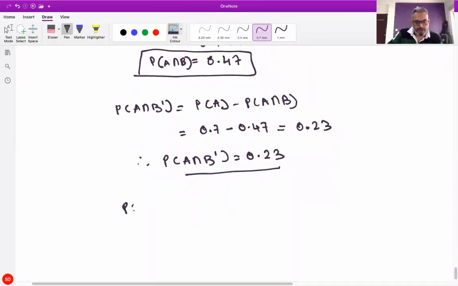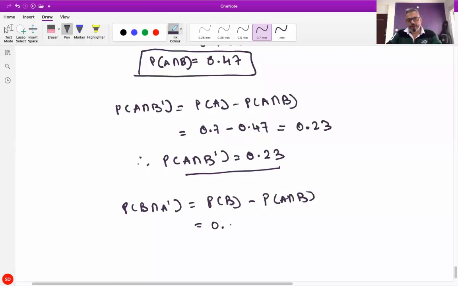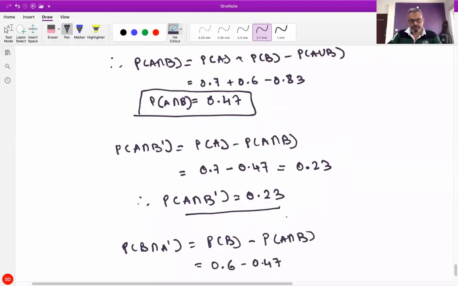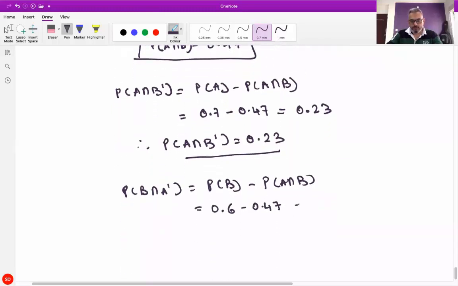Then P of B intersection A complement is P of B minus P of A intersection B, which is equal to 0.6 minus 0.47, which is equal to 0.13. Therefore, probability of B intersection A complement is 0.13.